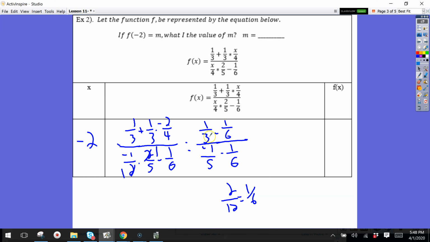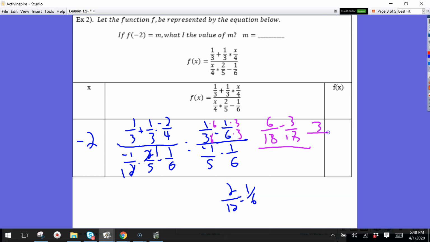So what we're going to do is multiply this by 6 over 6 and this by 3 over 3 so that we can get a common denominator. And so what we're going to have is 16 over 18, 6 over 18 minus 3 over 18. And so up here in my numerator, I have 6 minus 3 is 3, so 3 over 18.